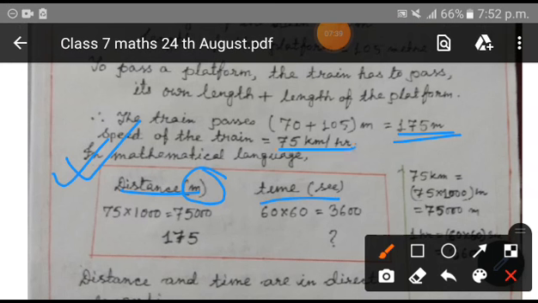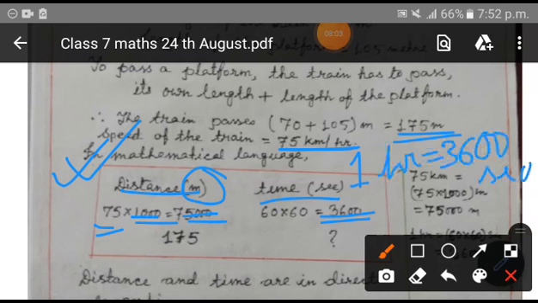Now speed is 75 km per hour. That means in 1 hour it is covering a distance of 75 kilometers. So you just convert it into meters by multiplying with 1000. So 75 into 1000, you get 75,000 meters, which is covered in 3600 seconds, because you know that 1 hour is equal to 3600 seconds. Okay, so that is why it is written 3600.